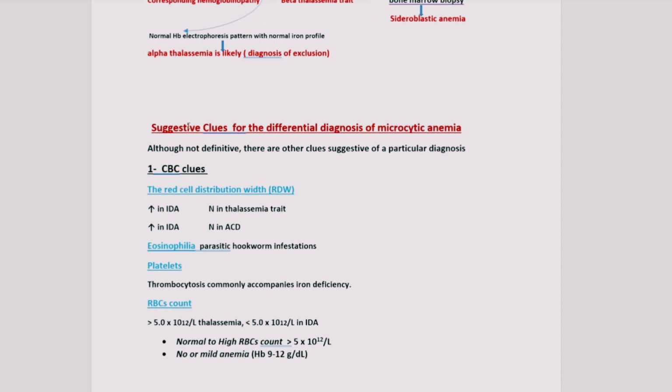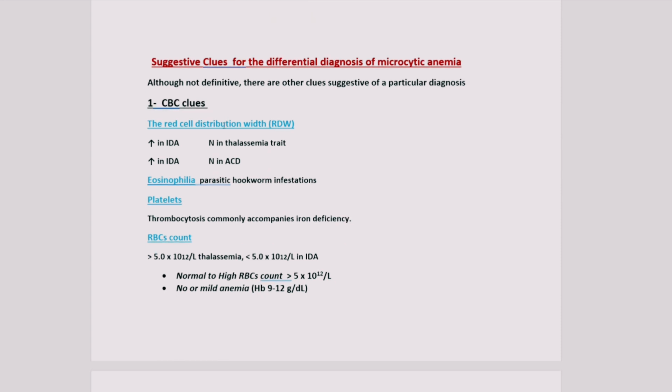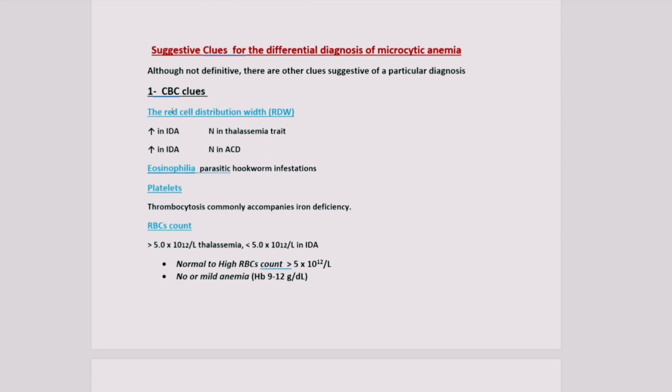The following are suggestive clues for differential diagnosis of microcytic anemia, although not definitive. In the RBCs, red cell distribution width is a measure of the variation of red cell sizes. It can be used to distinguish thalassemia trait, where it's normal, from iron deficiency anemia, where it's high. Also, it can be used to differentiate anemia of chronic disease, where it's normal, and iron deficiency anemia, where it's high.